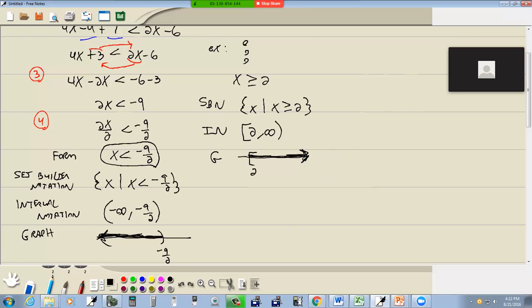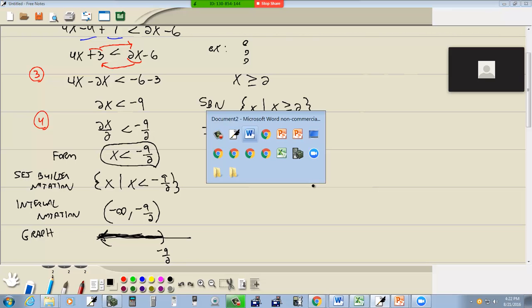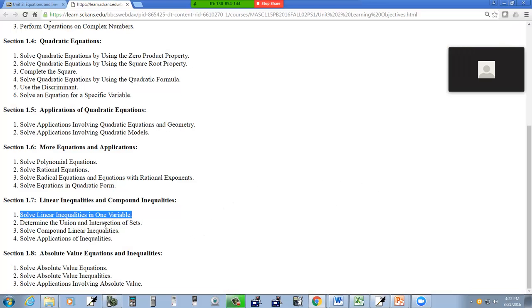Now there's another type we'll look at. But let me write down the instructions for it first. We don't have time to really look at the union and intersection. Let's take a look at compound linear inequalities.